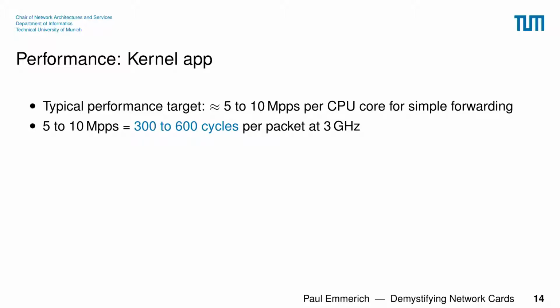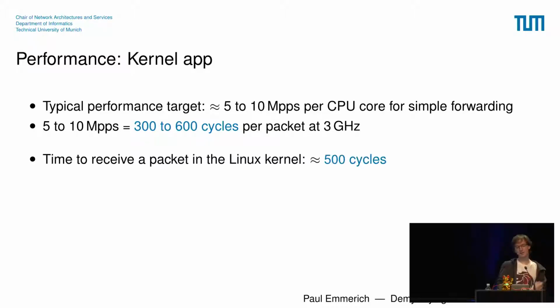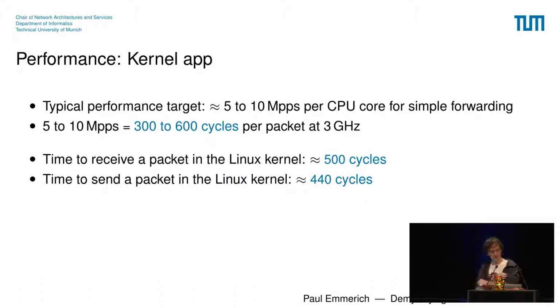So same figures again. We have 300 to 600 cycles to receive and send a packet. What I did, I tested this. I profiled the Linux kernel to see how long it takes to receive a packet until I can do some useful work on it. This is an average cost over a longer profiling run. So on average, it takes 500 cycles just to receive the packet. Well, that's bad, but sending it out is slightly faster. And again, we are now over our budget.